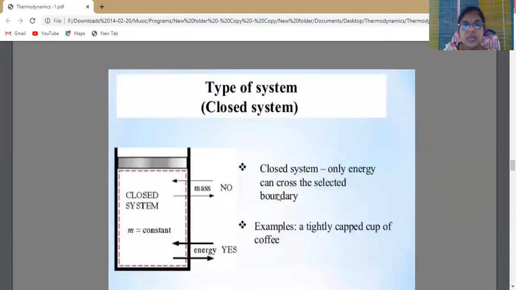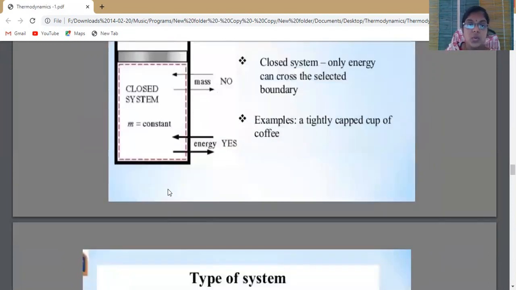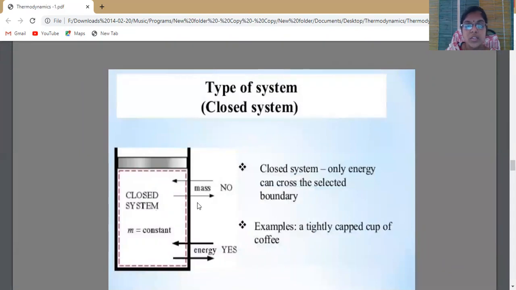So here are the examples. Here we have a piston and cylinder. This is a closed system. Here mass is constant, and only energy crosses the boundary. So in a closed system only energy crosses the selected boundary. Energy in, energy out, but no mass in and out. A tightly capped cup of coffee is a closed system.